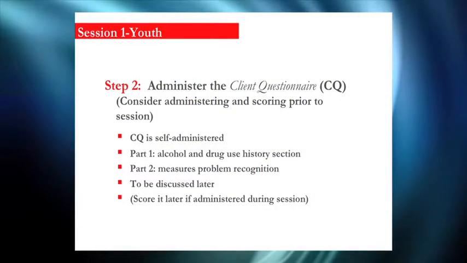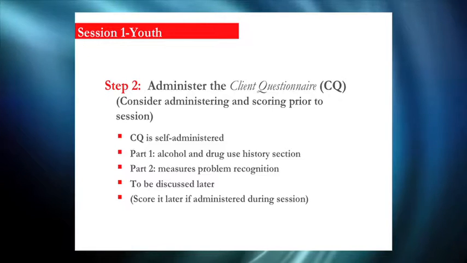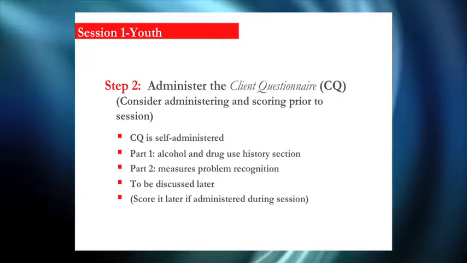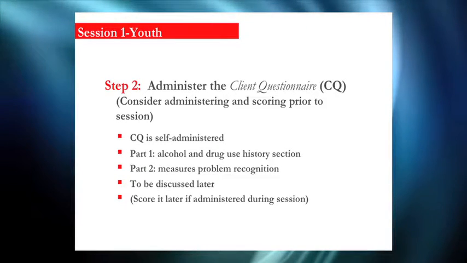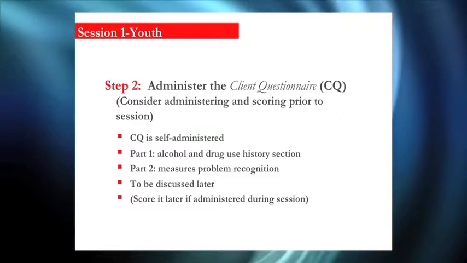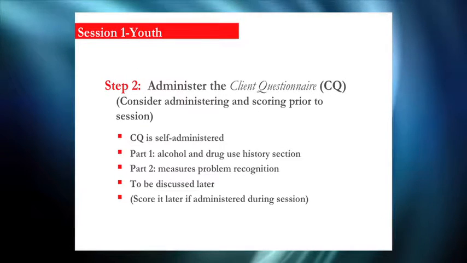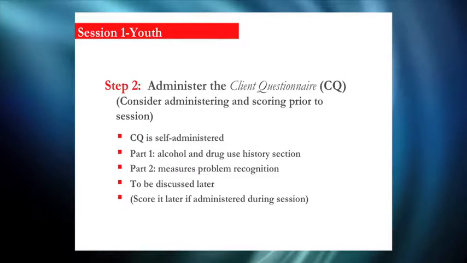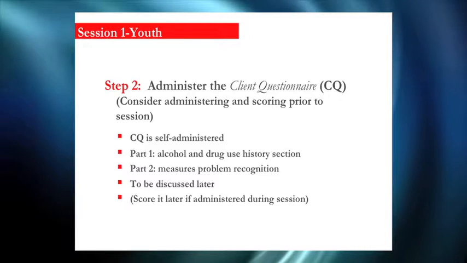So there's the client questionnaire. As I mentioned, if you can administer it beforehand, it's a plus. If not, then you hand over this questionnaire that has 2 parts to it. The first part is the drug use history section, and the second part is measuring problem recognition. So it's our first shot at trying to see how much the teenager's interested in changing. We call it problem recognition, but you also could probably consider it a willingness to change scale.